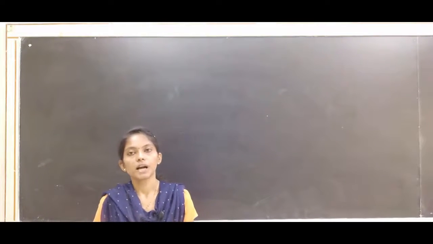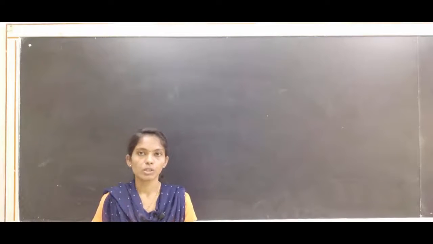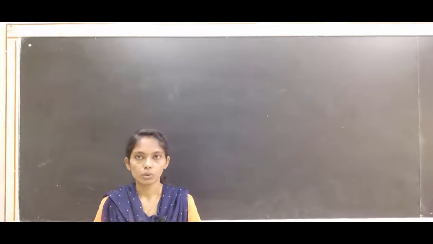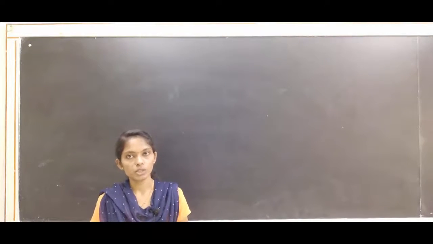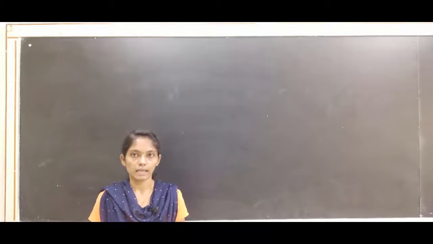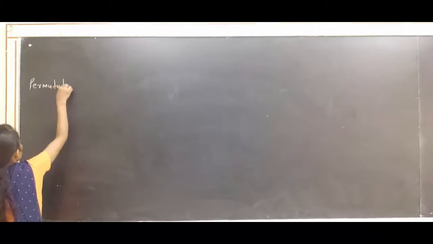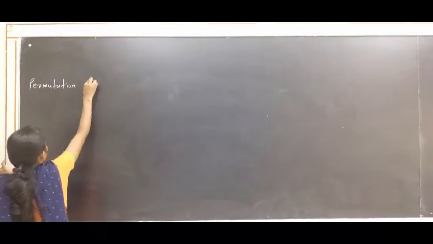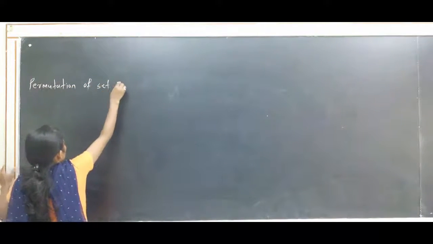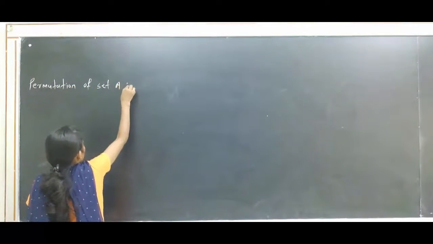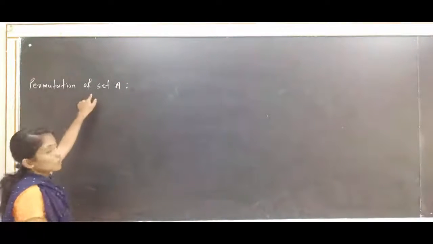Today we are going to study permutation group. So we start with the permutation of set A. Okay. So definition of permutation of set A. Okay. Definition of permutation of set A.